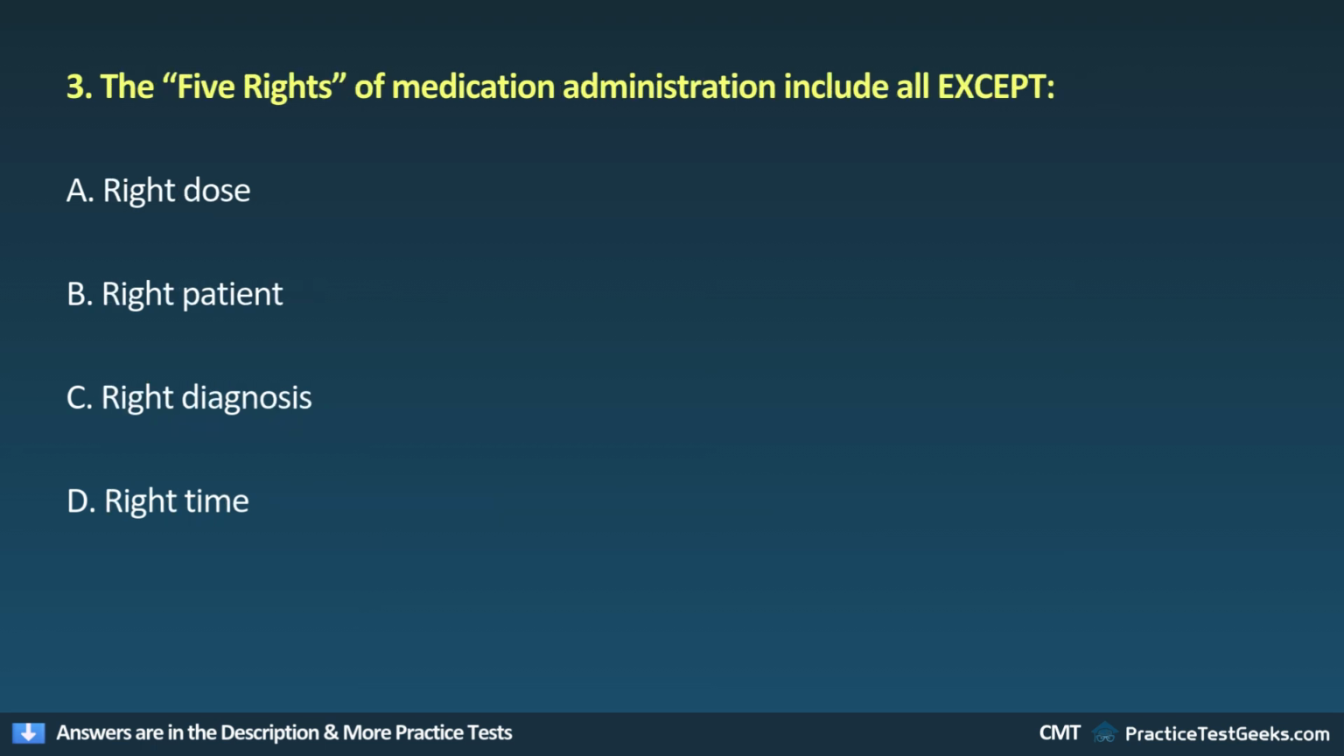3. The 5 rights of medication administration include all except: A. Right dose. B. Right patient. C. Right diagnosis. D. Right time.